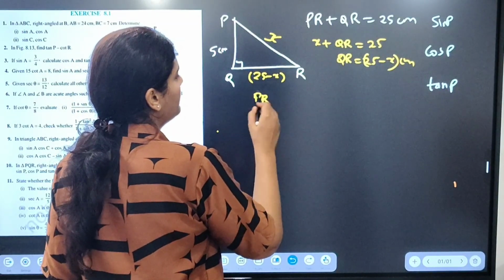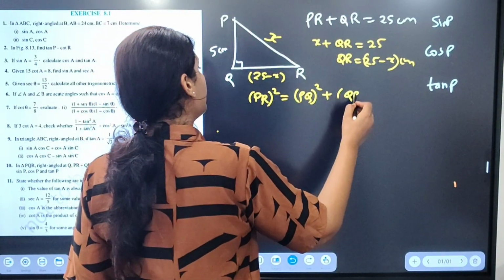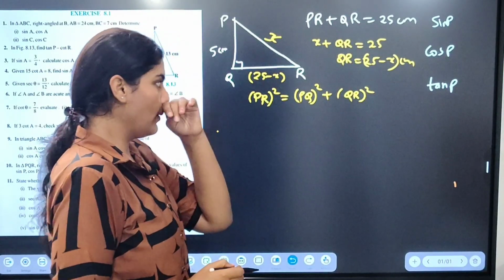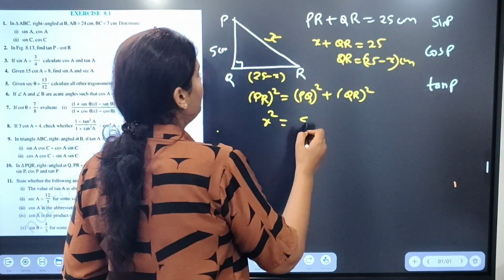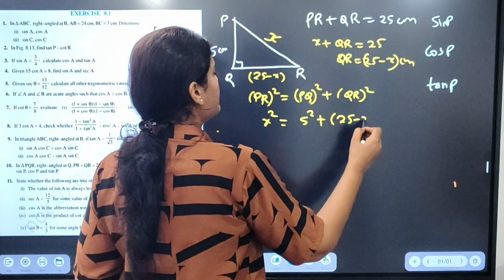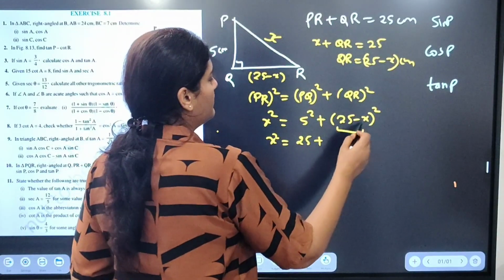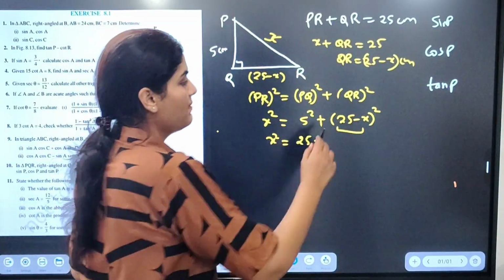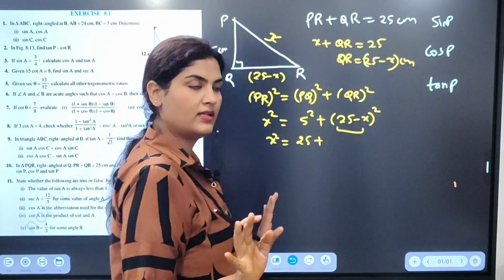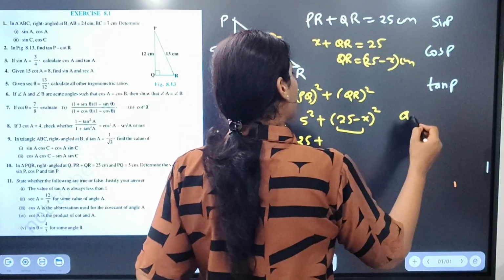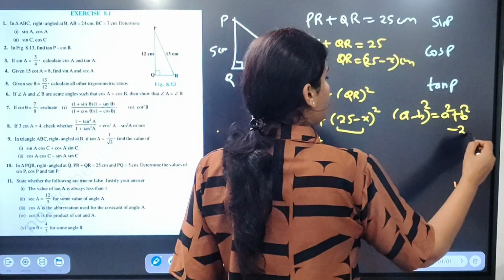Hypotenuse squared is equal to perpendicular squared plus base squared, right? Now put down all the values. PR is x, PQ is 5, QR is 25 minus x. So this is 5 5s are 25. Do you know how it goes? A minus B whole squared. ऐसा नहीं होना चाहिए कि 25 का स्क्वायर कर दिया और x का स्क्वायर कर दिया, खत्म. होल स्क्वायर है ना, तो होल स्क्वायर क्या होता है a माइनस b का? A स्क्वायर प्लस b स्क्वायर माइनस 2ab, right?